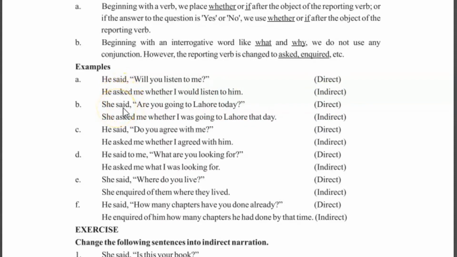Second example is also solved. She said to me, "Are you going to Lahore today?" She asked me. Said is changed into asked. Are you going to Lahore today? "Are" is changed into whether or if. As the question starts with an auxiliary, we will put whether. "You" is changed into "I". "Are going" is the present continuous tense, and this will be changed into past continuous tense: was going to Lahore. And the last one, today, will be changed into that day.